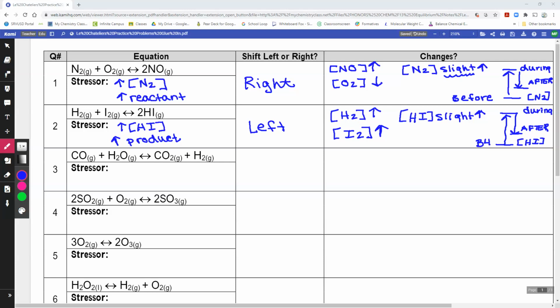this time let's have the stressor be taking something away. Let's decrease the concentration of hydrogen. This time we are decreasing a product. If I take some of this away, I'm going to have to make more of it. In order to make more of it, I need to shift and proceed to the right.